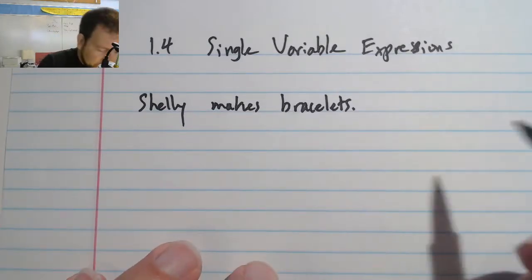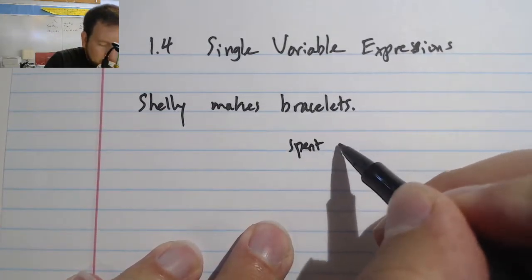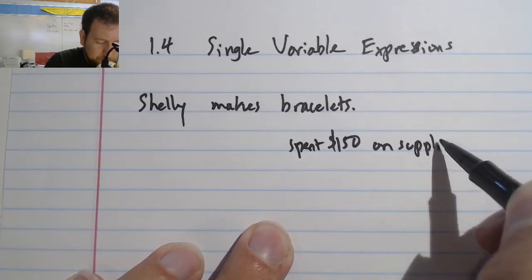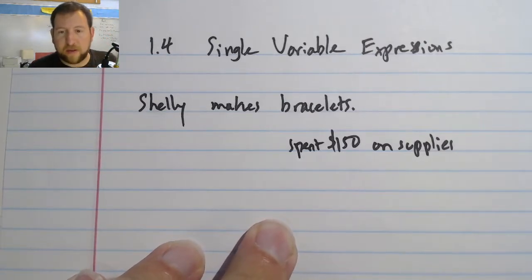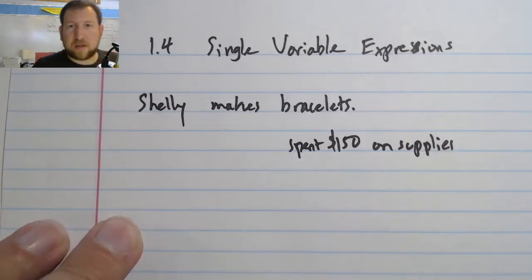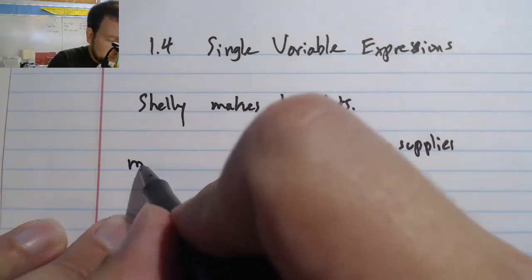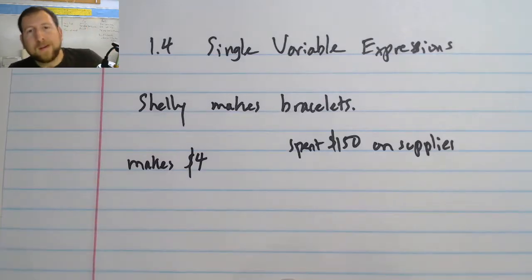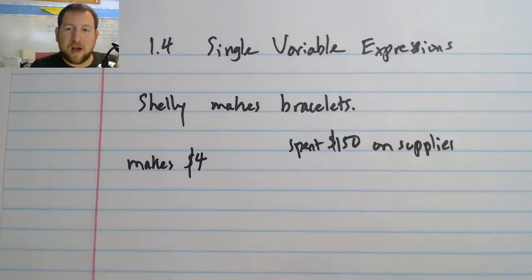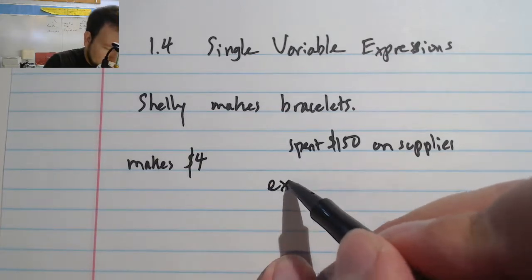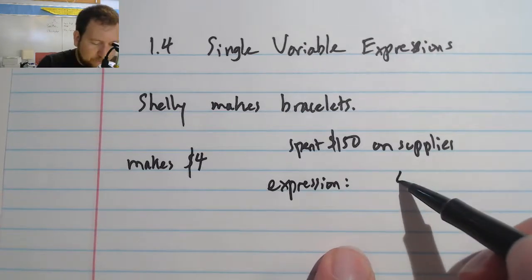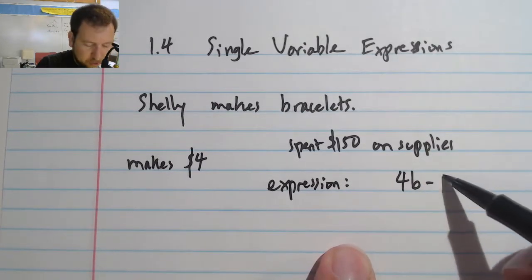Now, Shelly spent $150 on supplies to make her bracelets, because she's making a bunch of them. And every time she sells a bracelet, she makes $4. So we could model how much money she makes by an expression that looks like this. It looks like 4b minus 150.